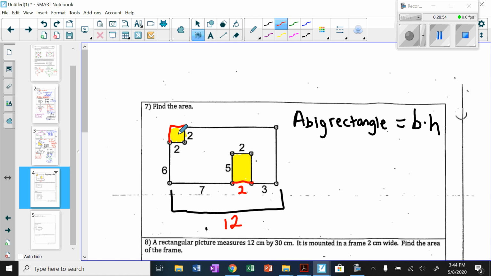Now the height is going to be, if the right is 2, the left is 2 here, so the height will be 8. So the area of the big rectangle is going to be 8 times 12, which is 96.